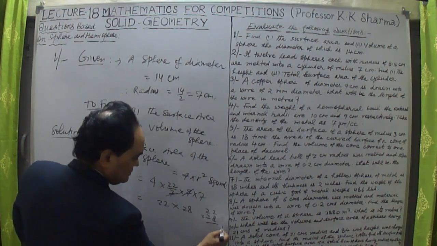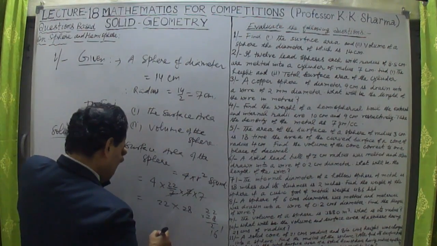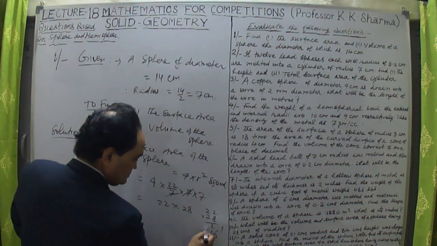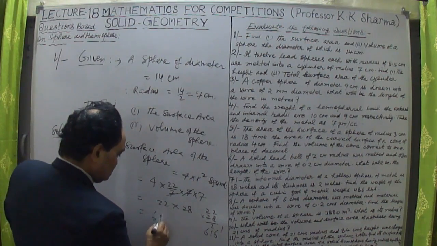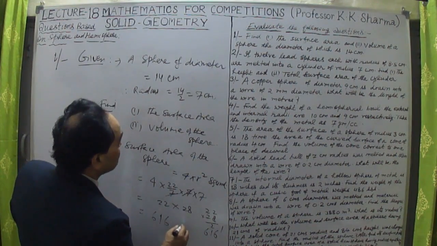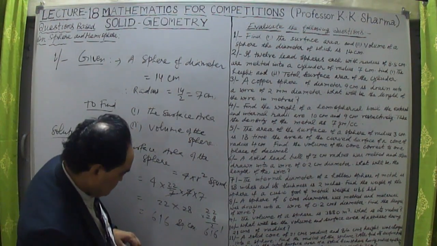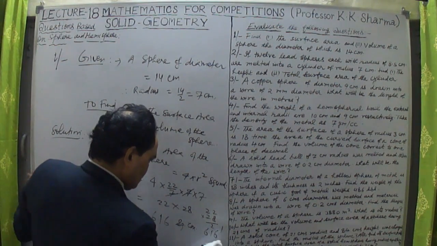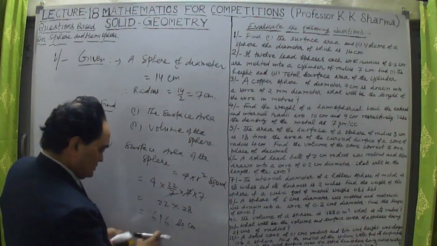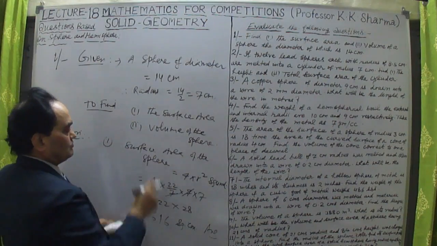By basic mathematics: 8 twos are 16, 6 and 1 carry. 8 twos are 16, plus 4 is 20 and 1 is 21, 2 carry. Now 2 fours are 8 and 2 is 10. It is 616. This is surface area, so it is square unit, means square centimeter. This is the answer here. The first answer is 616 square centimeter. The first part, surface area, is solved.